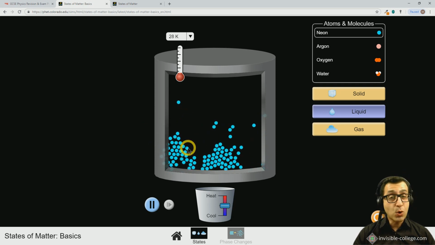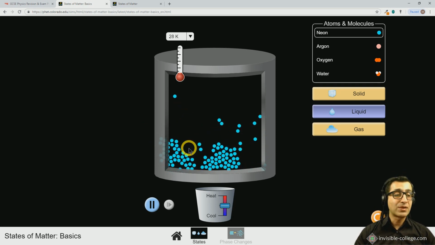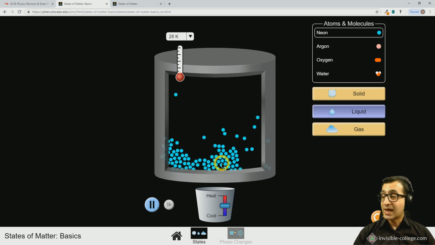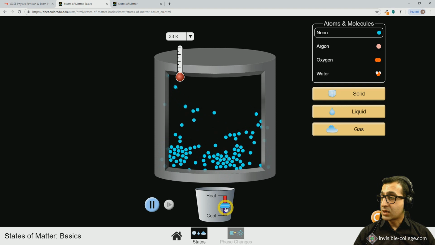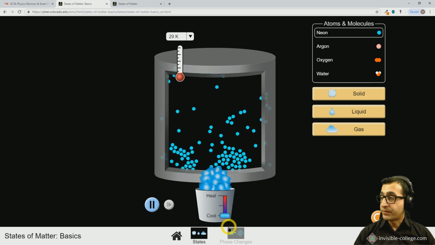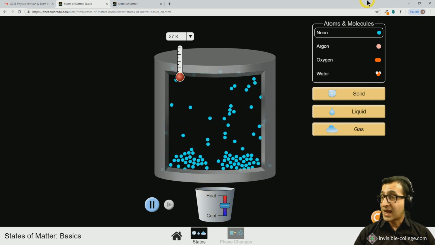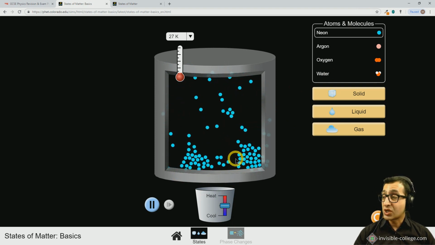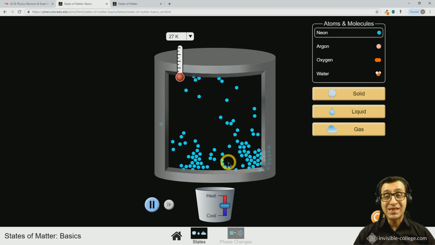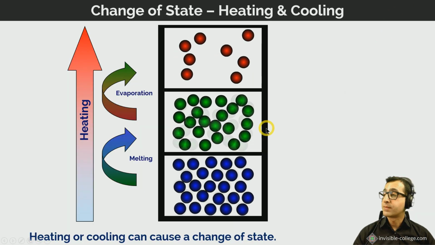Now, evaporation does not require external heating. It just happens at any given temperature. It happens at a higher rate at higher temperatures and a lower rate at lower temperatures. But it does happen at any temperature. However, boiling is a change of physical state which does require heating to a particular temperature called the boiling point.